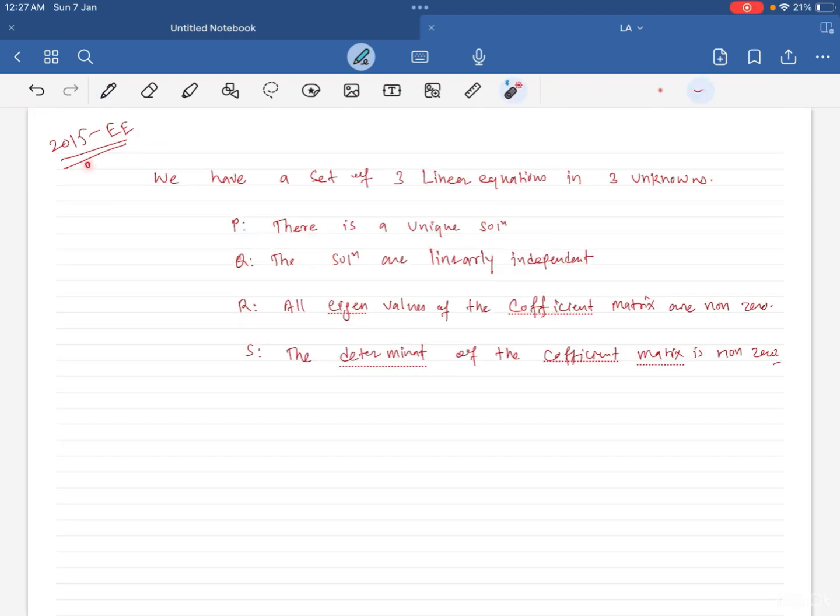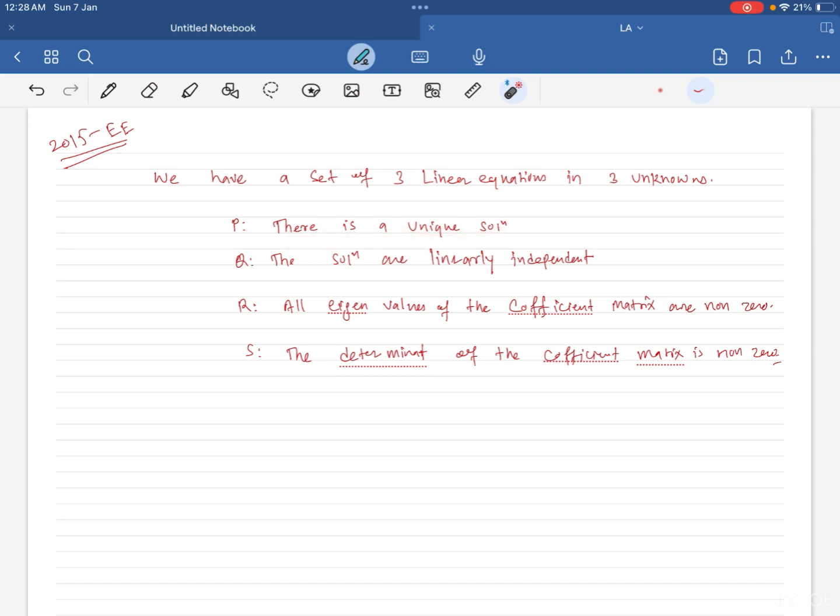Here we have a question from 2015 EE. We are given a set of 3 linear equations and 3 unknowns. That means when you form the matrix equation, the matrix would be 3 by 3, a square matrix. We have to see which statement is correct. So statement P: there is a unique solution.